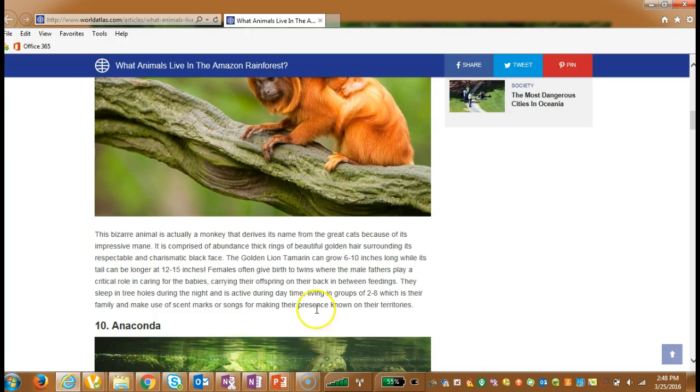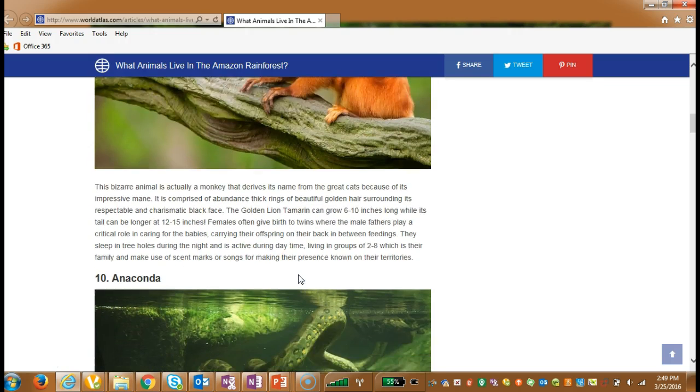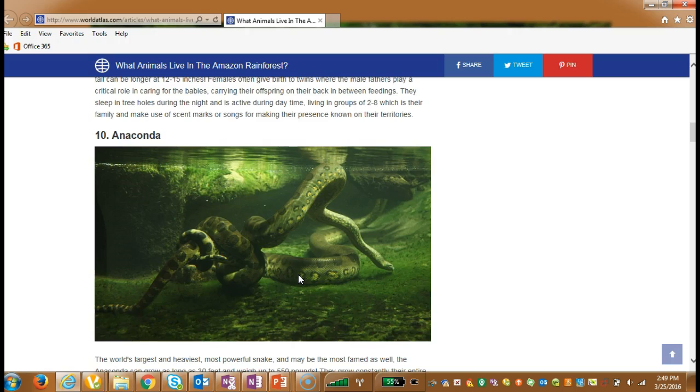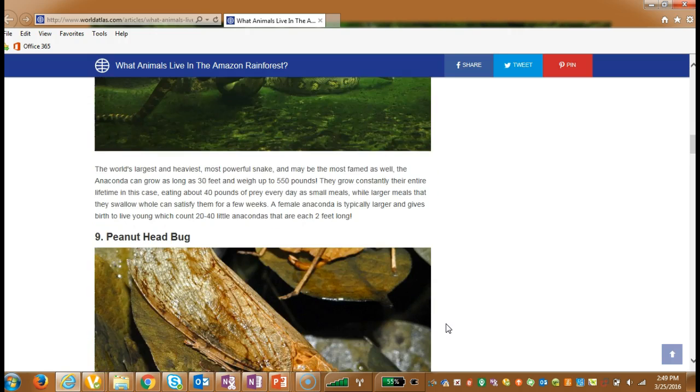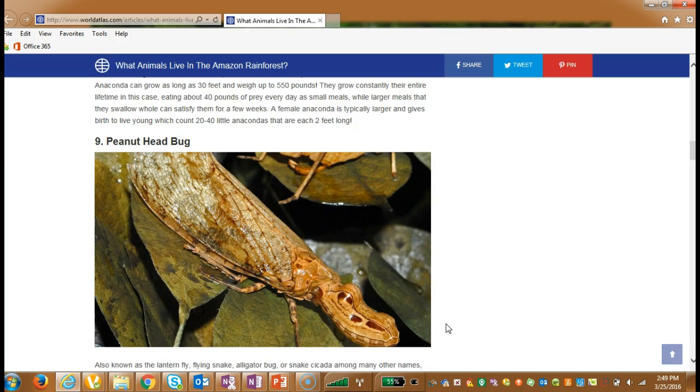That's pretty neat. One thing really interesting about them is these monkeys are not very tall or not very long, but their tails grow even longer than their bodies. Their tails grow very long. Now here's a scary one, an anaconda. That is the world's largest, heaviest, and most powerful snake. They are huge, and you can find them in the Amazon rainforest.